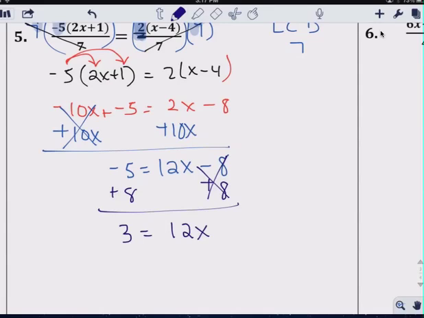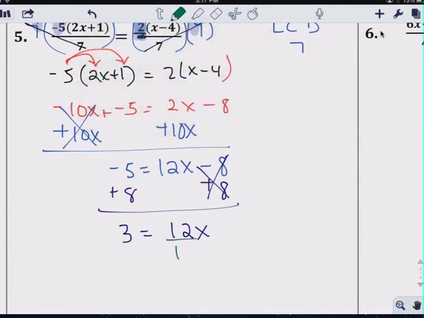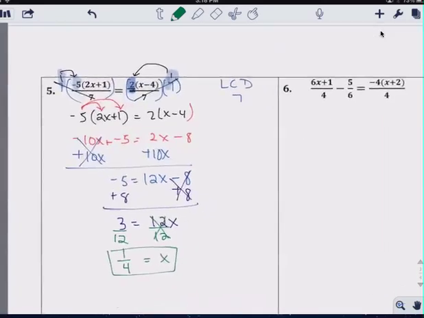What would you divide by? 12. Divide by 12, right? The number next to the variable, always. Okay, right? No matter how big or small, it's always the one next to the variable. Divide by 12. Okay? X then is only a fourth, right? 1/4. Yes. That's a simplified fraction.